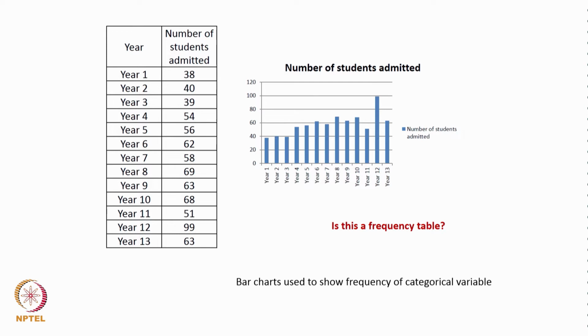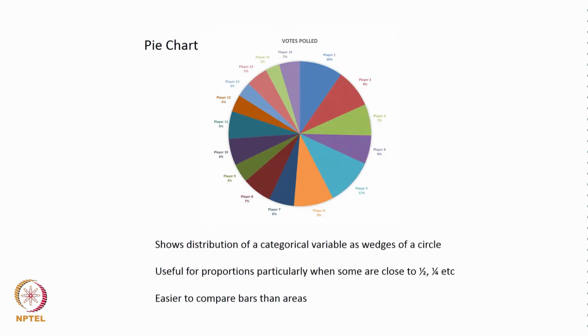Bar charts here are an example where bar charts are used to show the frequency of the categorical variable, which is the number of students admitted. The next chart that we see is called a pie chart. It is very popular and very commonly used, and this is a pie chart corresponding to our imaginary data on the oats polled and so on.